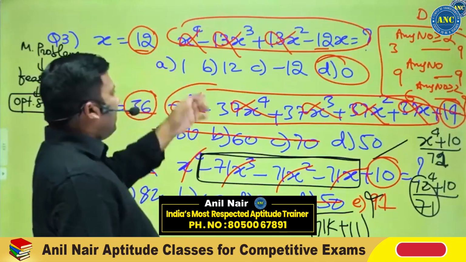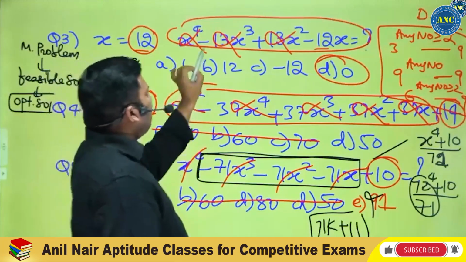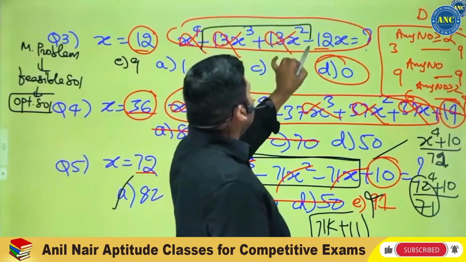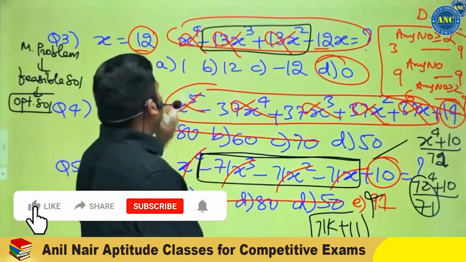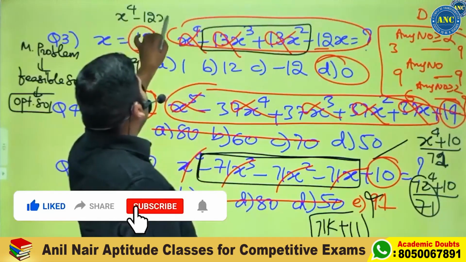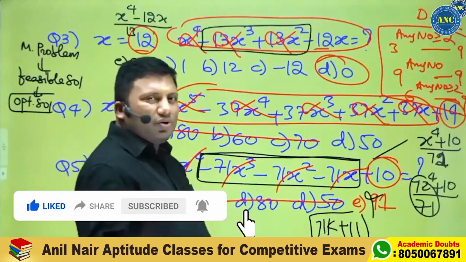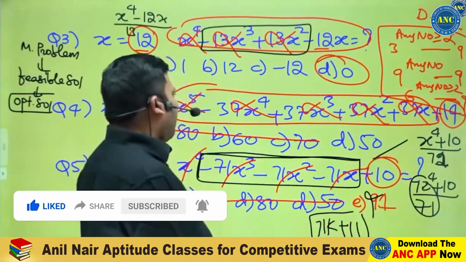Similarly, I hope the idea is clear. In case there is any other option, 91 it is there, what will you do? This entire number is divisible by which number? 13. So remaining it is x power 4 minus 12x divided by 13. Whatever remainder you get, use that same logic. Idea is clear, right?